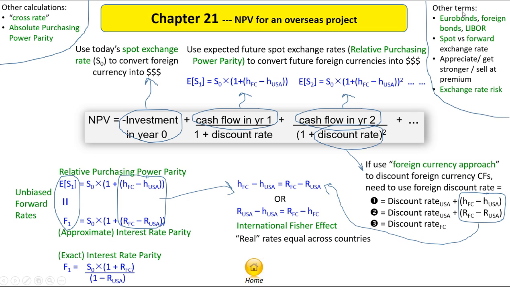Other terms that came up were Euro bonds, foreign bonds, LIBOR, London Interbank offer rate, spot versus forward exchange rate, knowing what it means, like in which case we say that a currency appreciates or gets stronger or sells at a premium relative to some other currency. And we also covered the topic called exchange rate risk.